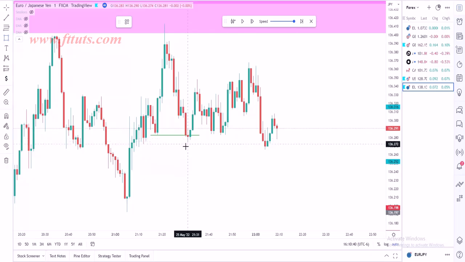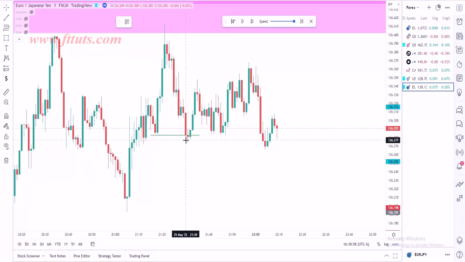Is this enough structure to be considered a break? For me, I would say yes, and the reason is because we've got a body close below the structure that we wanted to break right here. We got a body that is hanging out of a candle.